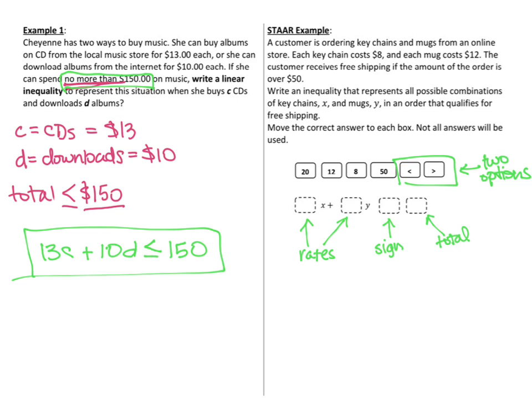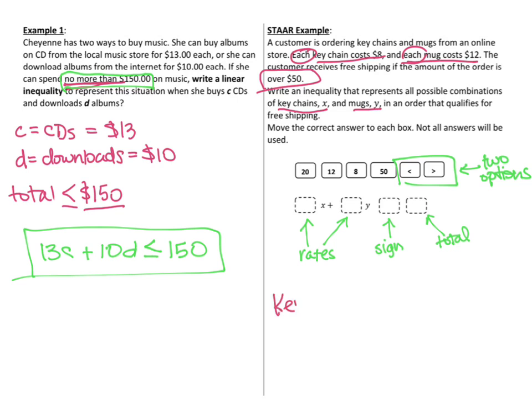A customer is ordering keychains and mugs from an online store. Each keychain costs $8. Each mug costs $12. That's going to be my important information. It says each, so we know those are the rates. It tells me to use, I can see down here, keychains is X and mugs is Y. So I'll label that down at the bottom in just a second. But the customer receives free shipping on the order if the amount is over $50. Write an inequality to show that.